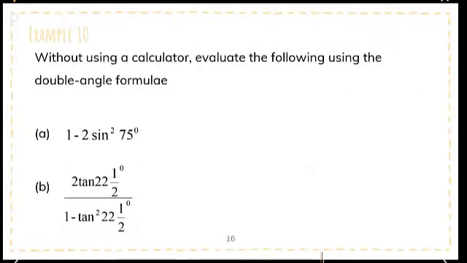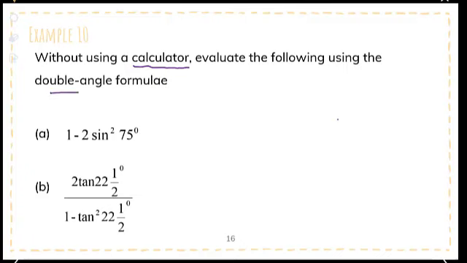Okay, now let's look at the example for better understanding. Without using calculator, so be careful. When we are not allowed to use the calculator, you must give the exact value for your answer. You cannot give decimal points. It has to be exact value. Evaluate the following using the double angle formula. So clearly stated here, using the double angle formula.